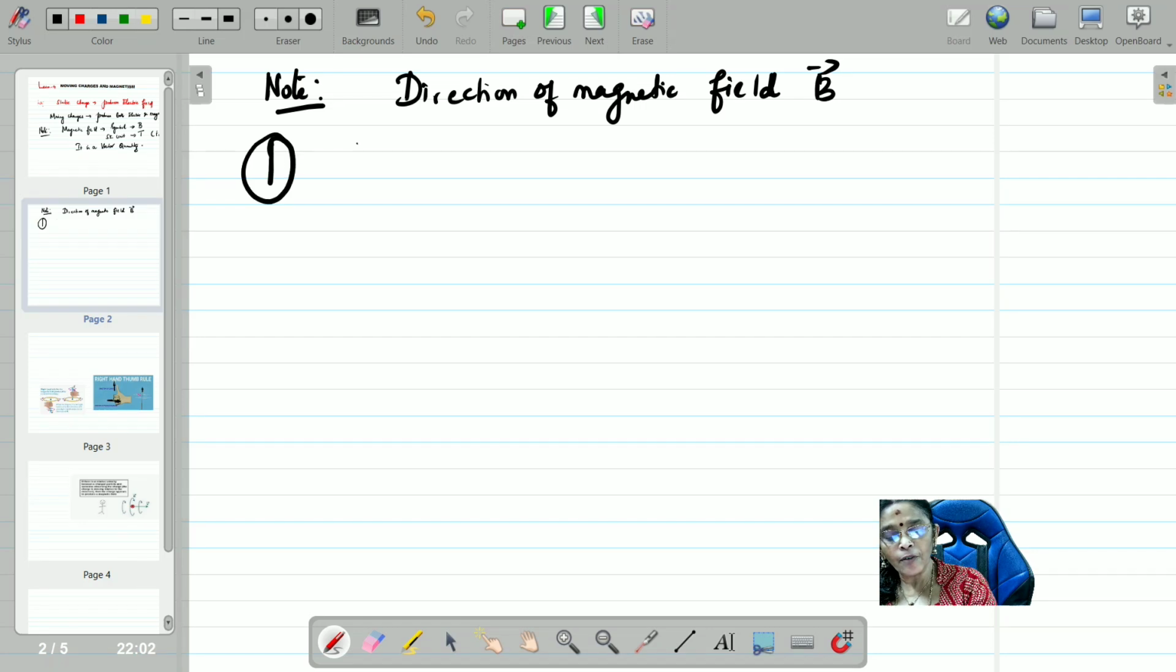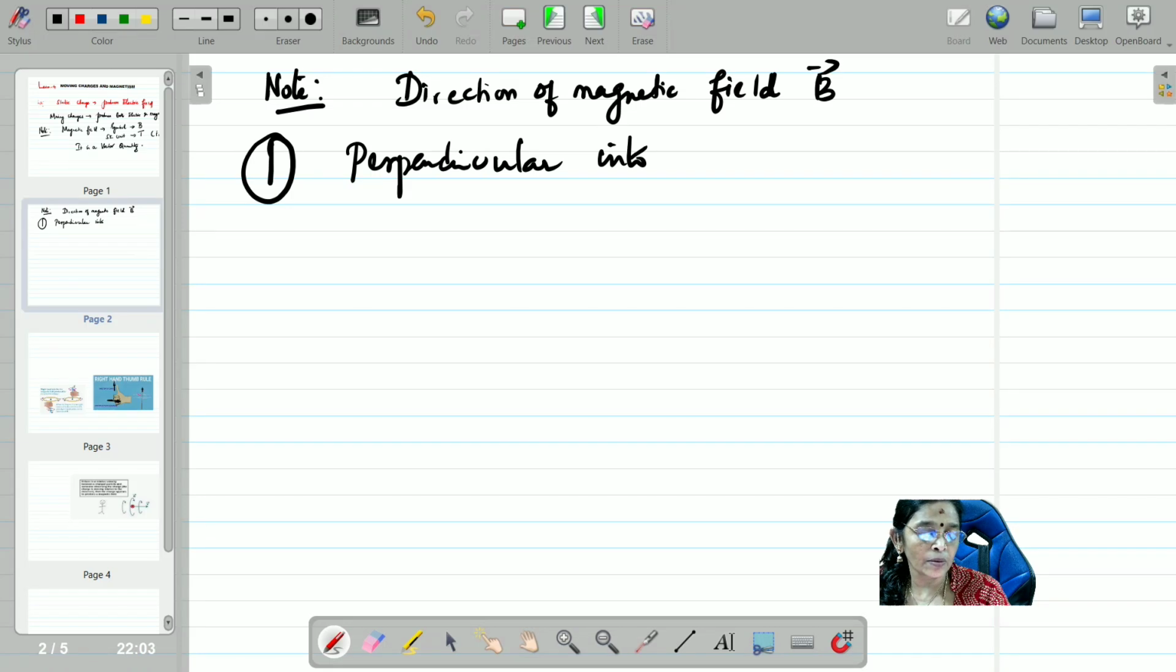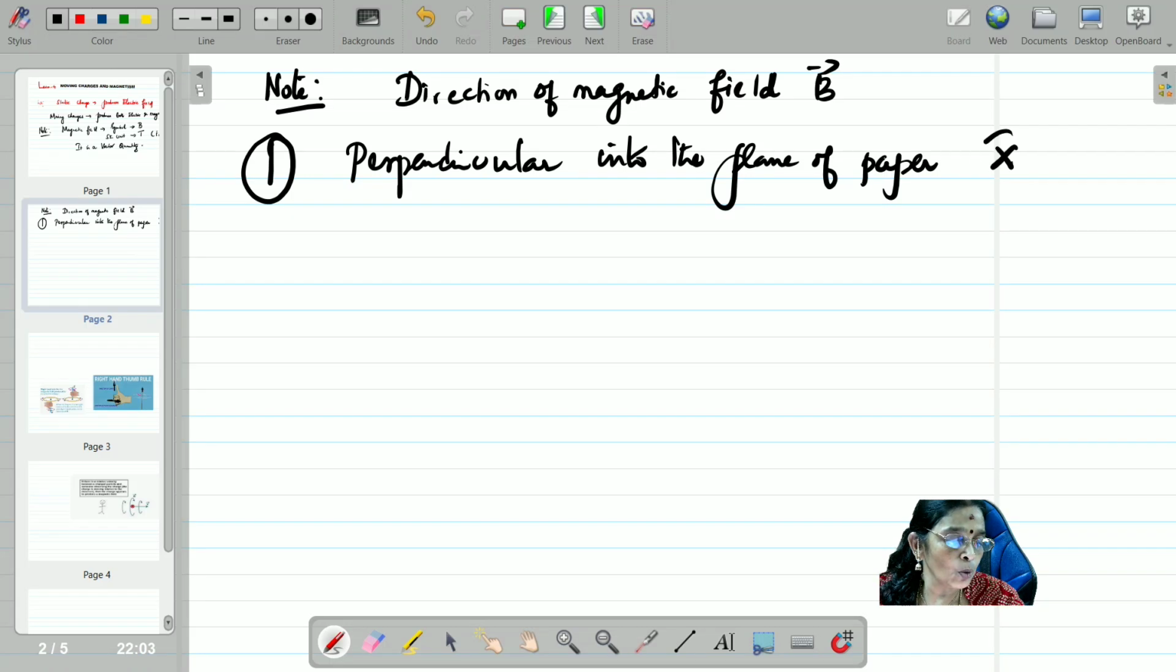Perpendicular into the plane of the paper is to be mentioned as perpendicular into the plane of the paper. Into the plane of paper is mentioned as into the plane of the paper.